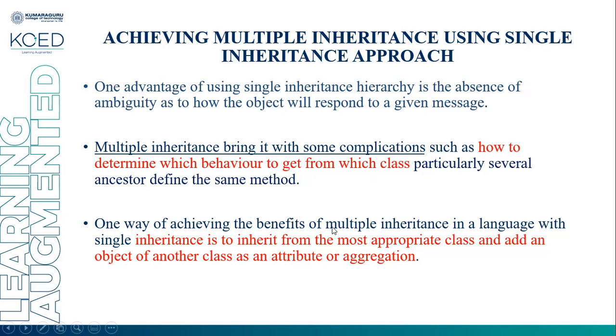One way of achieving the benefits of multiple inheritance in a language with single inheritance is to inherit from the most appropriate class and add an object of another class as an attribute or aggregation, as a part of another class. So if you have two ancestors, you inherit from the most significant ancestor and make the others an attribute of the class, or an aggregation, a part-of relationship of the class.